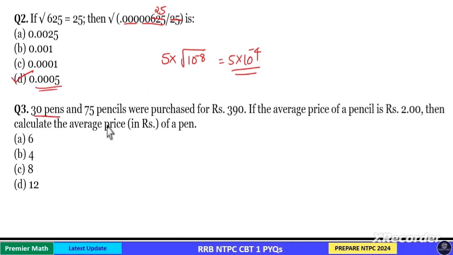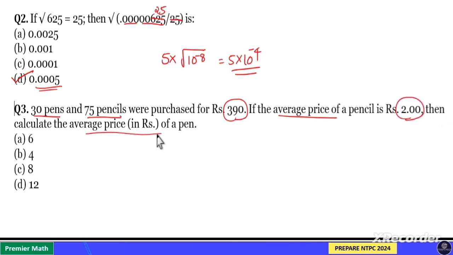Next is, 30 pens and 75 pencils were purchased for rupees 390. If the average price of pencil is rupees 2, then calculate the average price of a pen. Average price of pencil is 2 means there are 75 pencils. So 75 into 2 is equal to 150 rupees. So subtract this 150 rupees from 390.